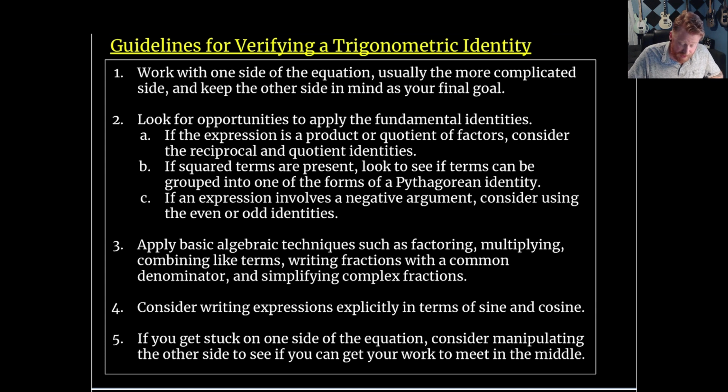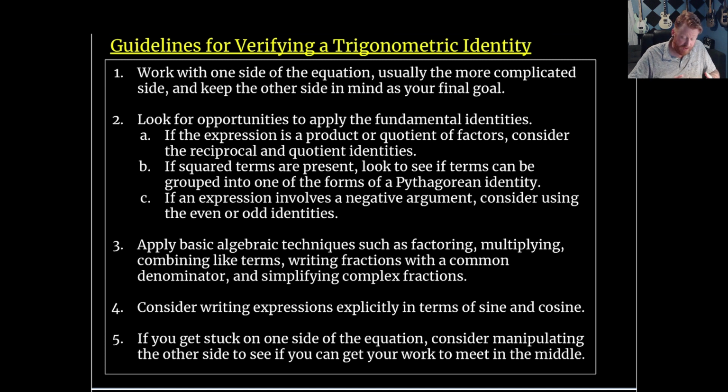Look for opportunities to apply the fundamental identities. If the expression is a product or a quotient of factors, consider the reciprocal or the quotient identities. If there's a squared term in there somewhere, see if you can't use one of the Pythagorean identities, and you might need to rearrange things a little bit. If the expression involves a negative argument, consider using the odd and even identities. Be careful if there's some squaring going on in there. And then you just want to apply basic algebraic techniques.